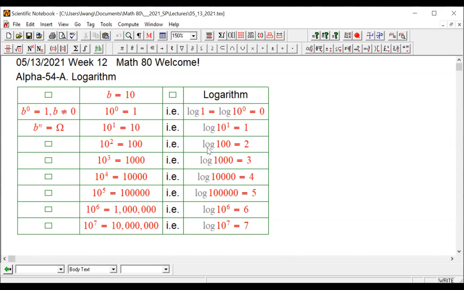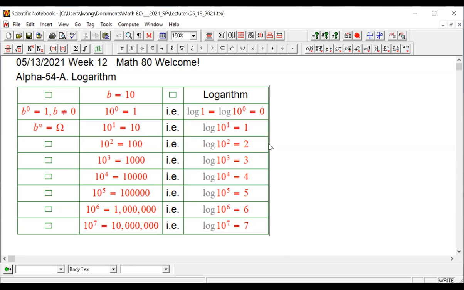Common log 100. 100 is 10 squared. So common log 100 is 2. Common log 1000, which is 10 to the power of 3, is 3. And we have 4 zeros here, so that's 10 to the power of 4, 10,000. Right? 100,000, 10 to the power of 5. 10 to the power of 6, 10 to the power of 7.